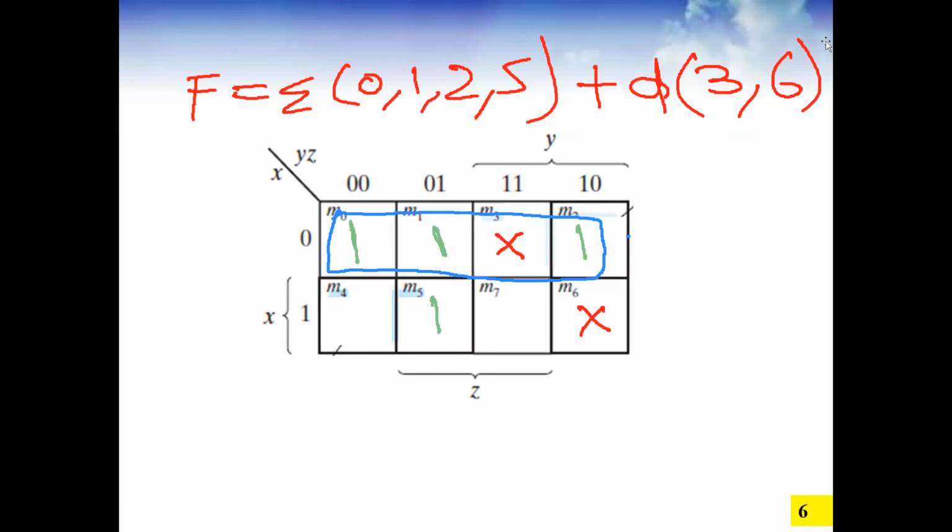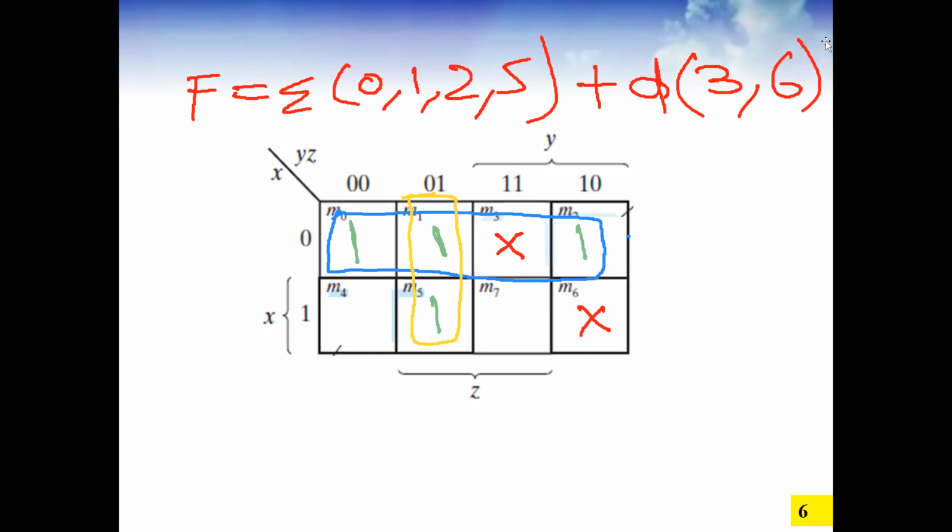Now, one is still uncovered. We have to cover the M5 entry somewhere. So now tell me, how can I make a group for this M5? What is the way? 1 with 5. Absolutely right. So we'll be going for 1 with 5.